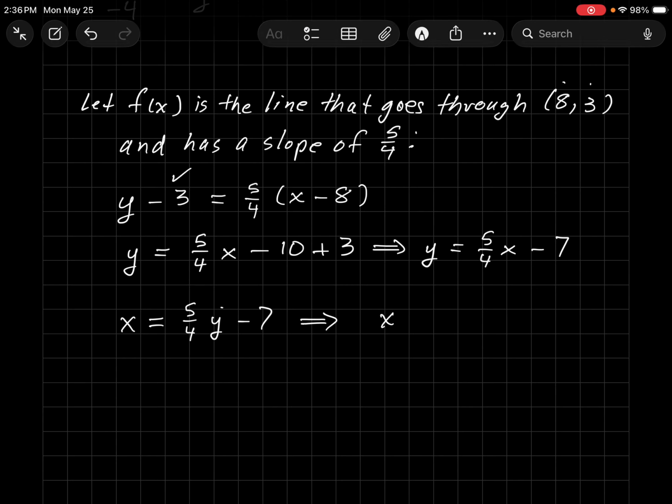We'll add 7 to both sides first, and then we can multiply both sides by the reciprocal of 5/4. That is times 4/5. And that equals y. Really, this is y inverse. So y inverse, or f inverse of x, equals 4/5 x plus 28/5.